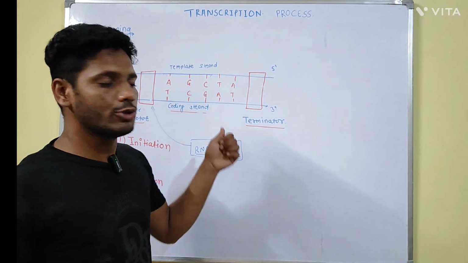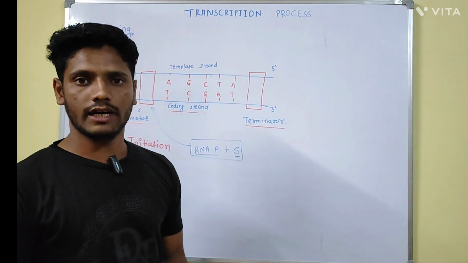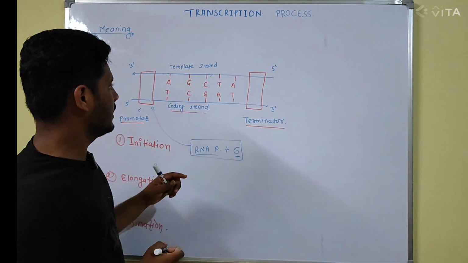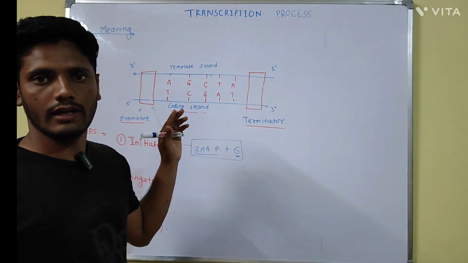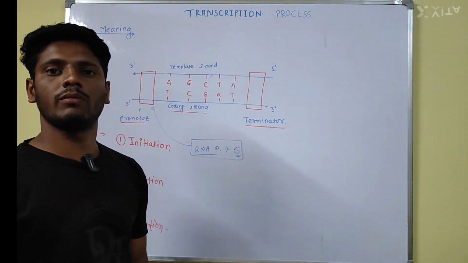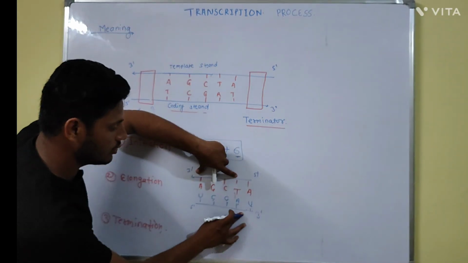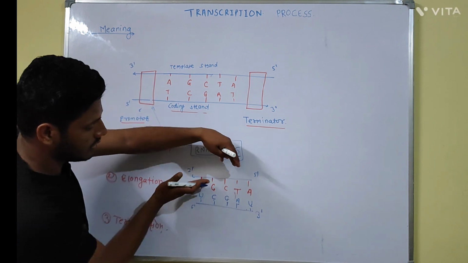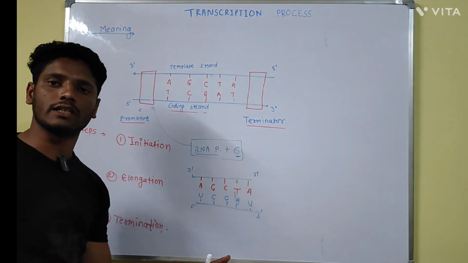Complementary nucleotides join to the nitrogen bases present on the template strand. Hence, the newly formed RNA binds to the template DNA strand and a DNA-RNA hybrid is formed. This is the template strand of the DNA and this is the new strand of the RNA, meaning a DNA-RNA hybrid molecule is formed in the elongation process.